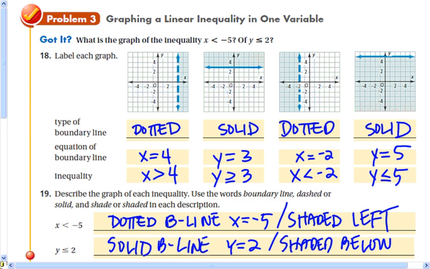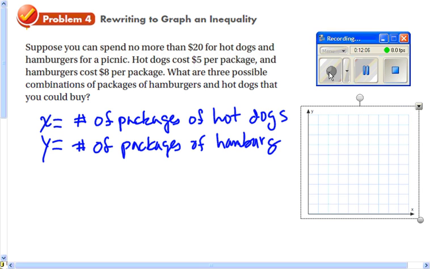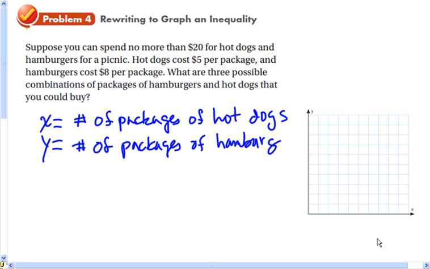All right. Next problem. Suppose you can spend no more than $20 for hot dogs and hamburgers at a picnic. Hot dogs cost $5 per package. Hamburgers cost $8 per package. What are 3 possible combinations of packages of hamburgers and hot dogs that you can buy? All right, we're going to let x equal the number of packages of hot dogs, and we're going to let y equal the number of packages of hamburgers. All right, and we're going to need a graph for this. You might want to just sketch one or pause it, and you can have time to sketch that.